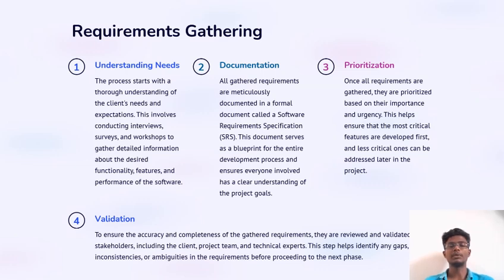All the gathered requirements are meticulously documented in a formal document called a software requirement specification. This document serves as a blueprint for the entire development process and ensures everyone involved has a clear understanding of the project goals. The next one is prioritization. Once all requirements are gathered, they are prioritized based on their importance and urgency. This helps ensure that the most critical features are developed first and less critical ones can be addressed later in the project. The next one is validation.